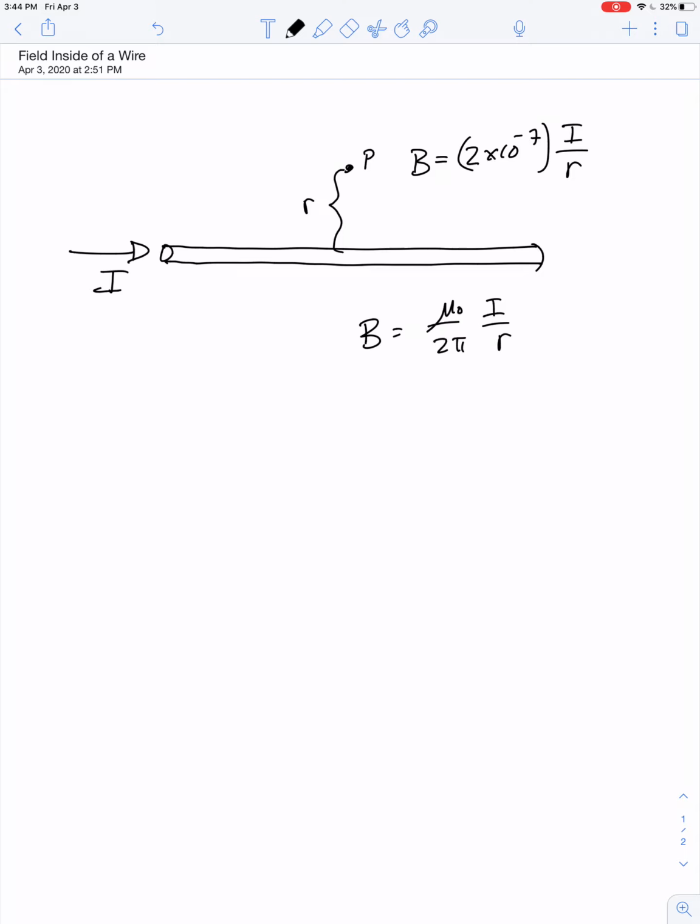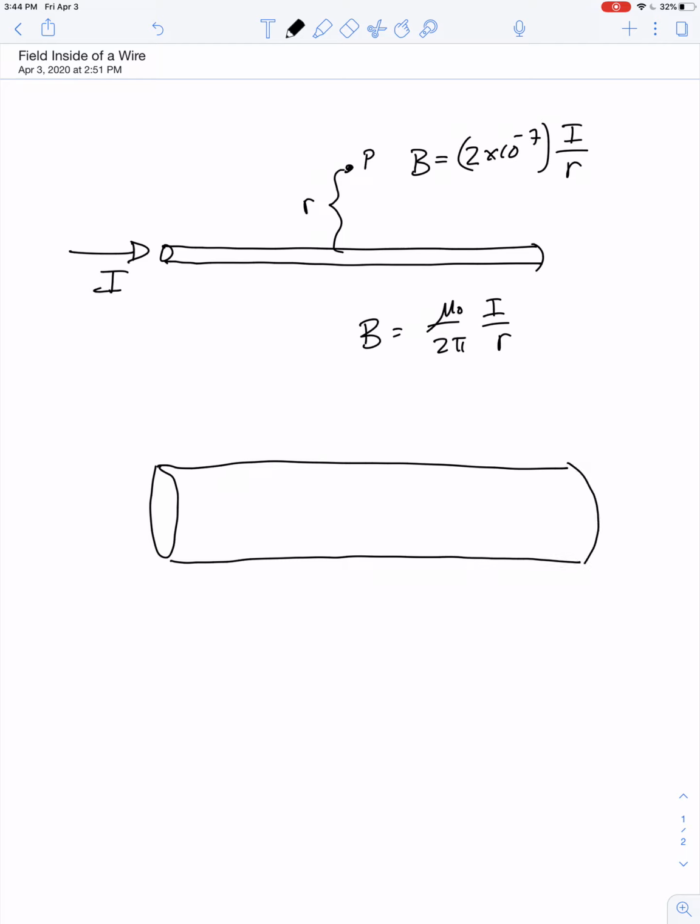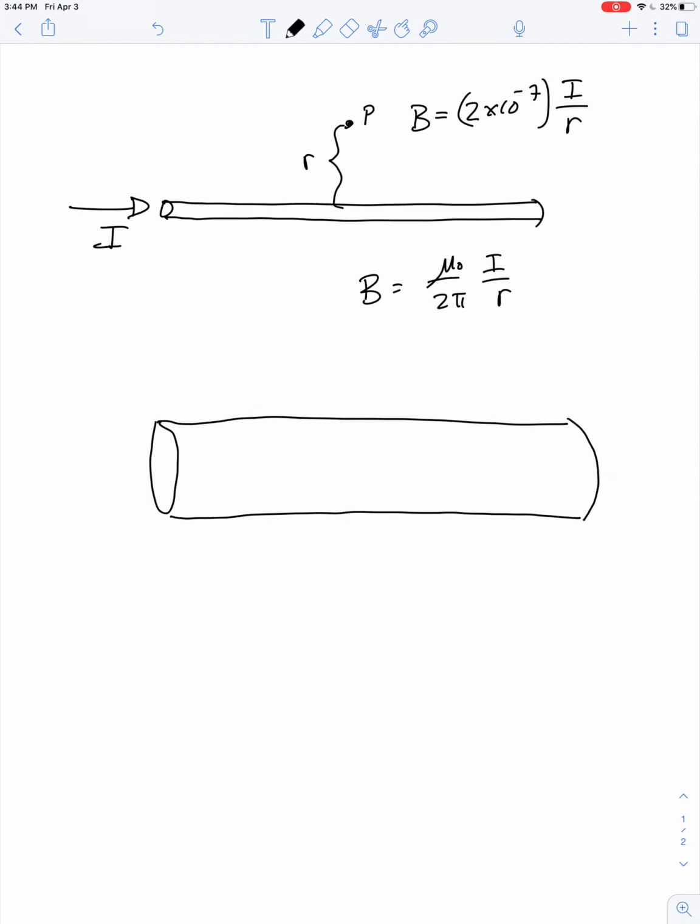Well, what about this? Is there any magnetic field inside of the wire? So if we take a magnified view of this wire, we know for sure there are magnetic field lines pointing out of the page at points above the wire and into the page at points below the wire, due to the fact that the current was flowing to the right. I would have said just the opposite if current was flowing to the left. But what about at points inside the wire? Turns out there is some magnetic field at that point P as well.